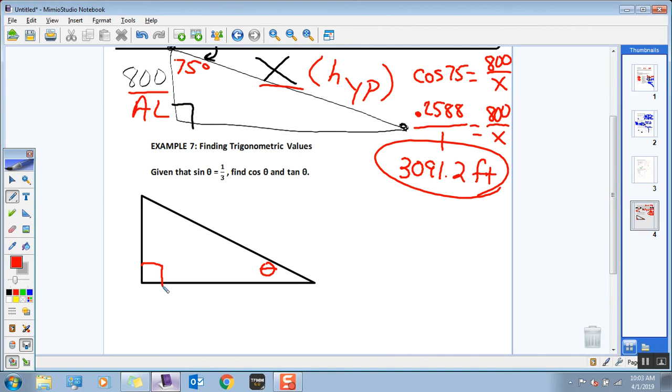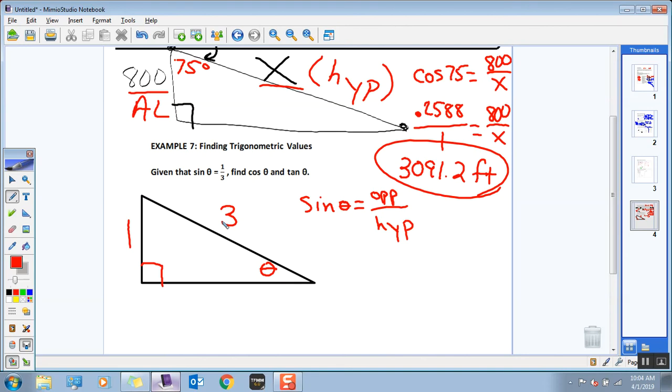Okay, let's talk about sine again. Sine is what over what? Opposite over hypotenuse. So kids, when they're saying the sine of theta is 1/3, it's like saying the opposite leg length is 1 and the hypotenuse is 3. So I'm going to put a 1 at the opposite leg of theta, and a 3 at the hypotenuse. Theta is just like a variable x. It's just a Greek letter.